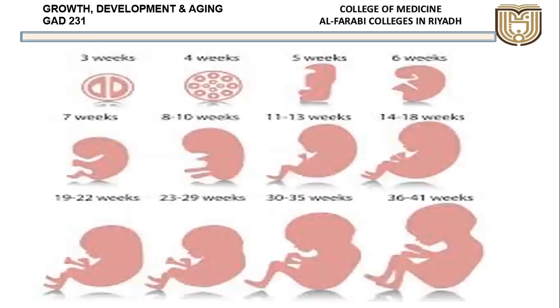So here you can see the same development of the fetus in the first 3 weeks, how there were changes taking place, 5th, 6th week. Then now we are talking from the 9th week up to the 40th week, that is the 9th month. Okay.